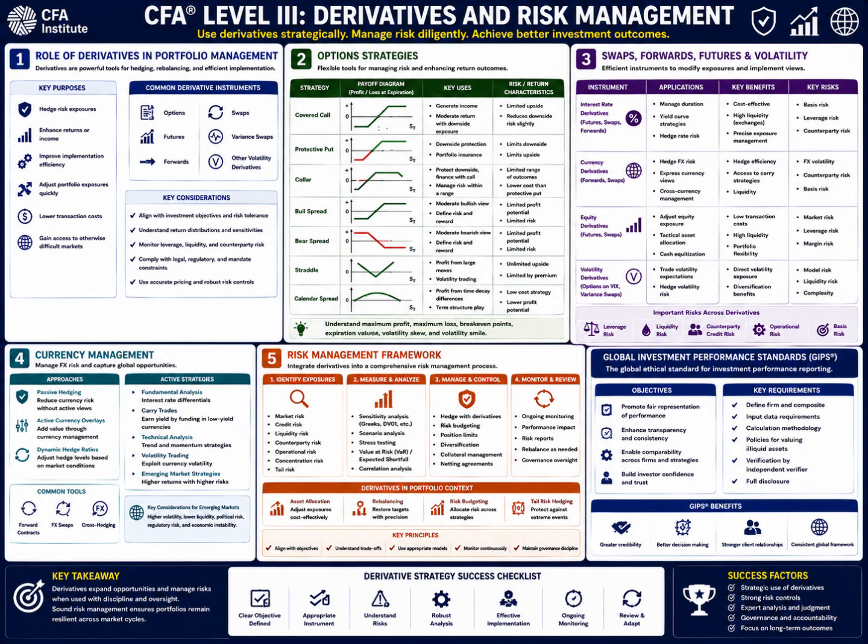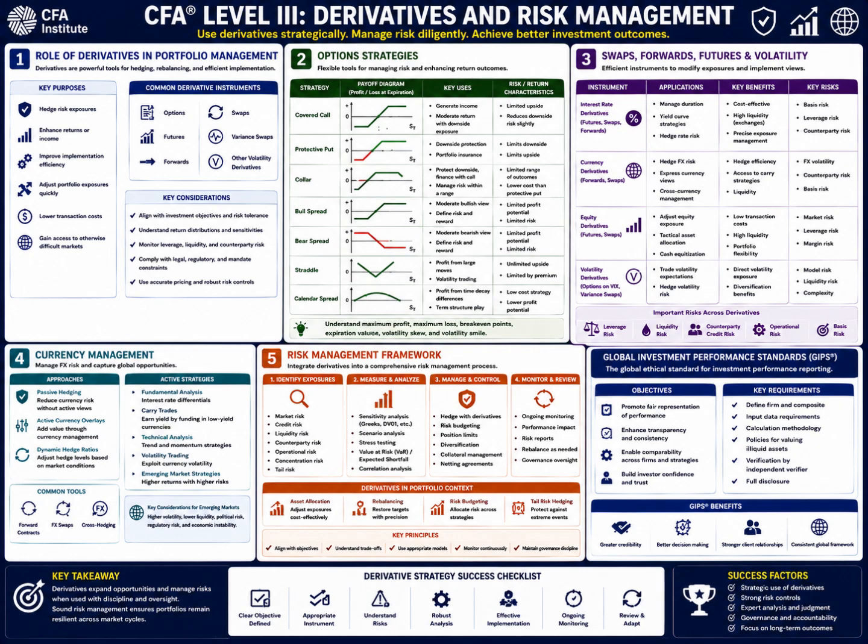Volatility skew and volatility smile concepts are also introduced to explain differences in option pricing across strike prices and maturities. Candidates learn how options can replicate asset exposures or alter portfolio sensitivity to market movements. These strategies help portfolio managers achieve specific objectives such as income generation, downside protection, volatility trading, or tactical market positioning.